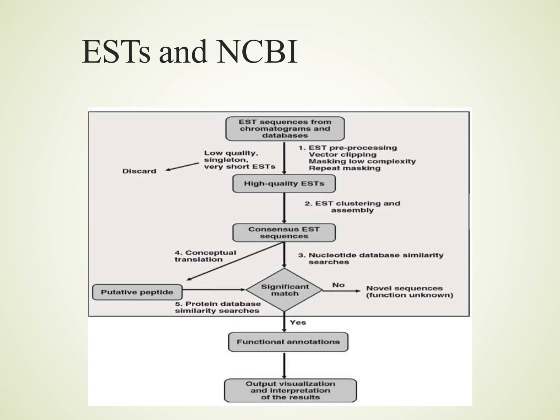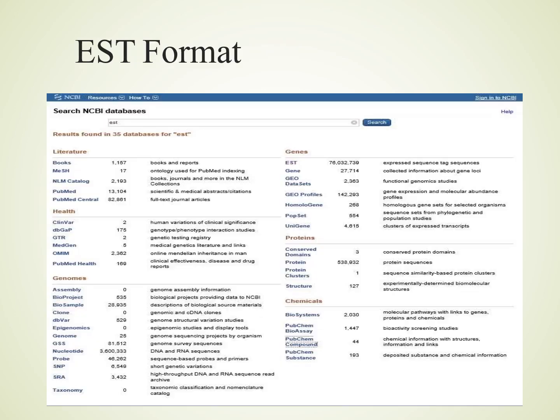If you do not find any significant match with UniProtKB or SwissProt, then that EST is termed a novel sequence with unknown function. If it matches a certain protein, then functional annotation is carried out for that EST, and from that EST the gene is discovered and its functional annotation is carried out.